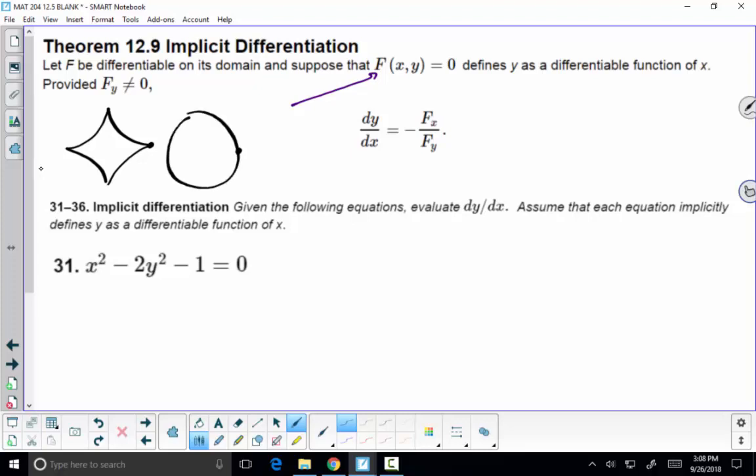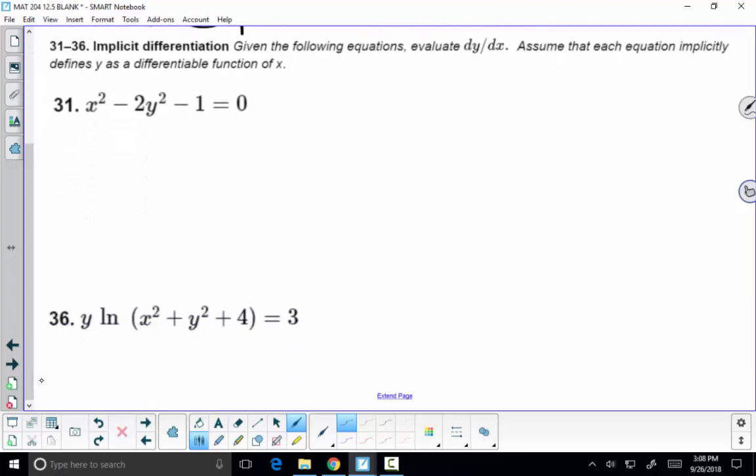But right here, you're also going to get an undefined dy/dx, but you will have a vertical tangent. So it's going to depend on the shape. If you do have an f sub y equal to 0, then you have to do more analysis to figure out if there actually is a tangent line. Okay, so let's try to do this using the theorem.